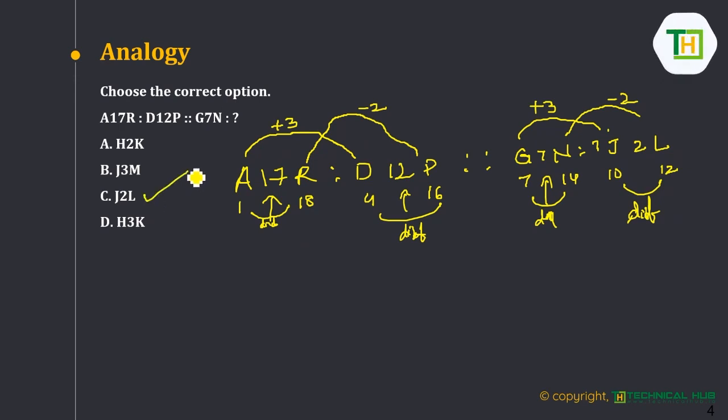First of all, find the logic between the first two: the middle number is the difference between the first and last letters in the same word. Next, A is changed to D, which means adding 3, and R is changed to P, which means subtracting 2. The same logic is applied to the third one to get the fourth one. Finally, the answer is J2L. Okay, move on to the next one.